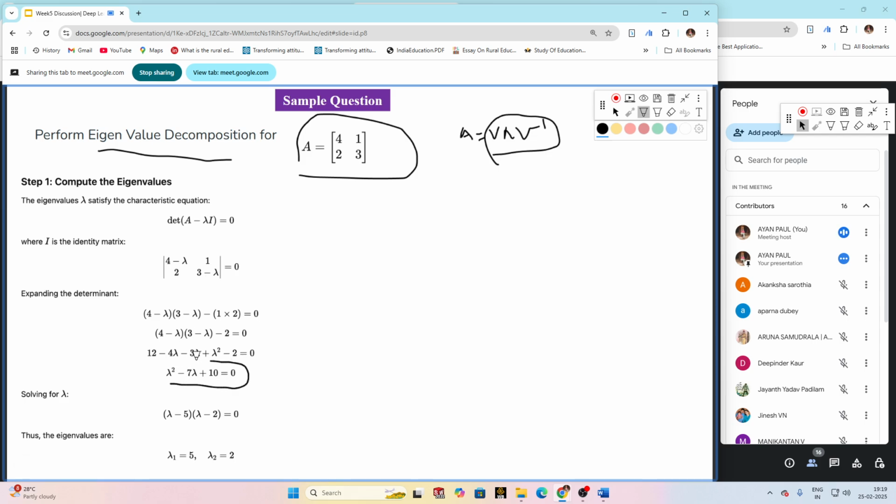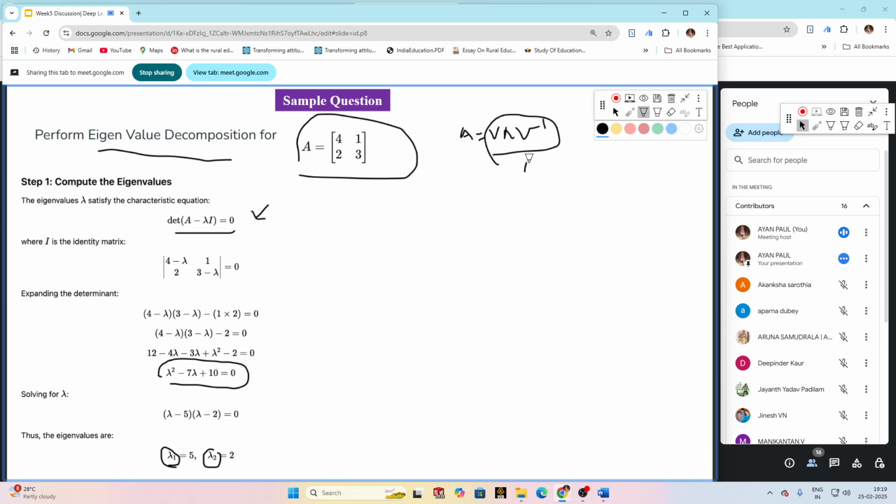This is the characteristic equation. Whenever we are solving this, the equation that we have is the characteristic equation of the matrix. Just factorizing it, we can find the two eigenvalues, that is lambda 1 and lambda 2. Lambda 1 is 5, lambda 2 is 2. After this, it is very easy.